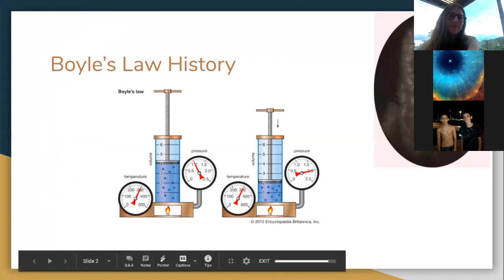Okay, so I'm going to start with Boyle's law history. This law was named after chemist and physicist Robert Boyle. He published this law in 1662, and his purpose was to show that the volume of air trapped by a liquid in the closed shorter limb of a J-shaped tube decreased in exact proportion to the pressure produced by the liquid in the long part of the tube.